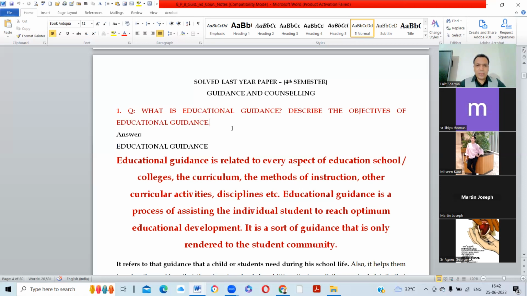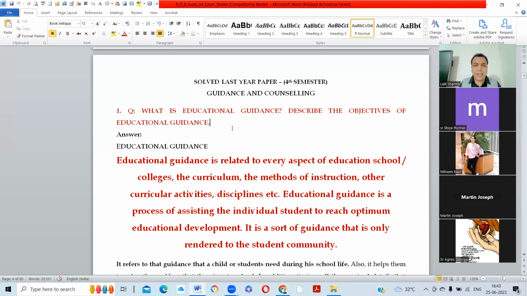Right. Now, the question is, what is educational guidance? Describe the objectives of educational guidance. So guys, always remember, types of guidance are of 3 types. One is educational, then vocational and personal, right? So educational guidance talks about everything related with education, right? Education is a big thing. Education involves the syllabus, curriculum, teachers, teaching learning methods. So a lot of things, right? Basically this guidance we are providing to the students. Guidance and counseling, it is a paper in your B.Ed course.